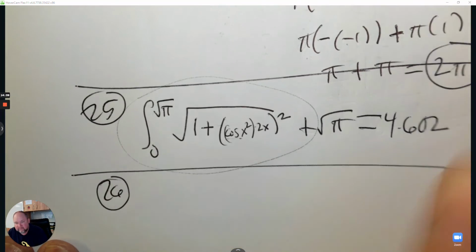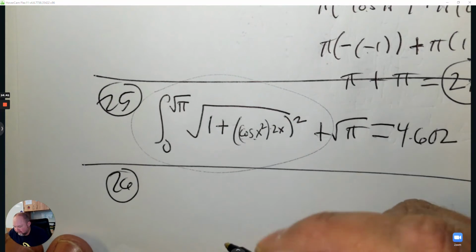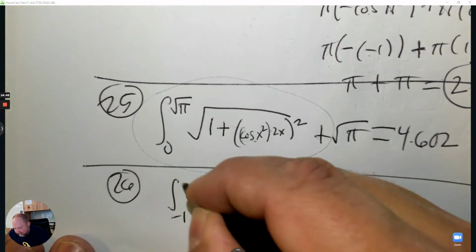Average value. Think about it. Press pause. Can you set it up? So this is an integration question.